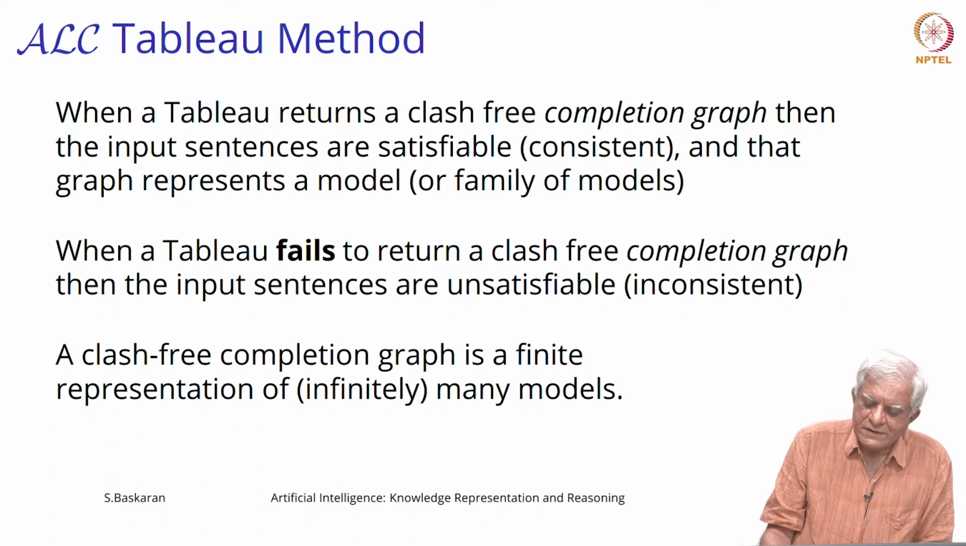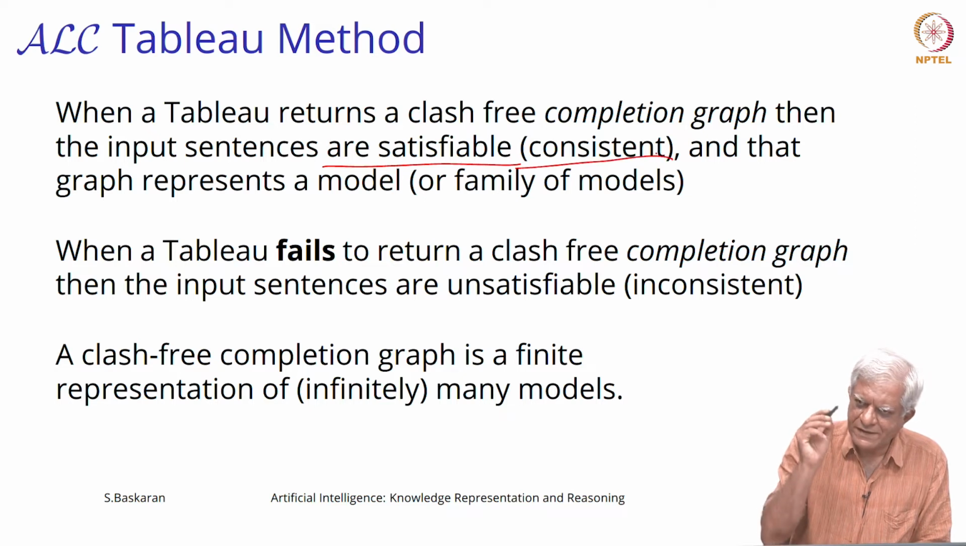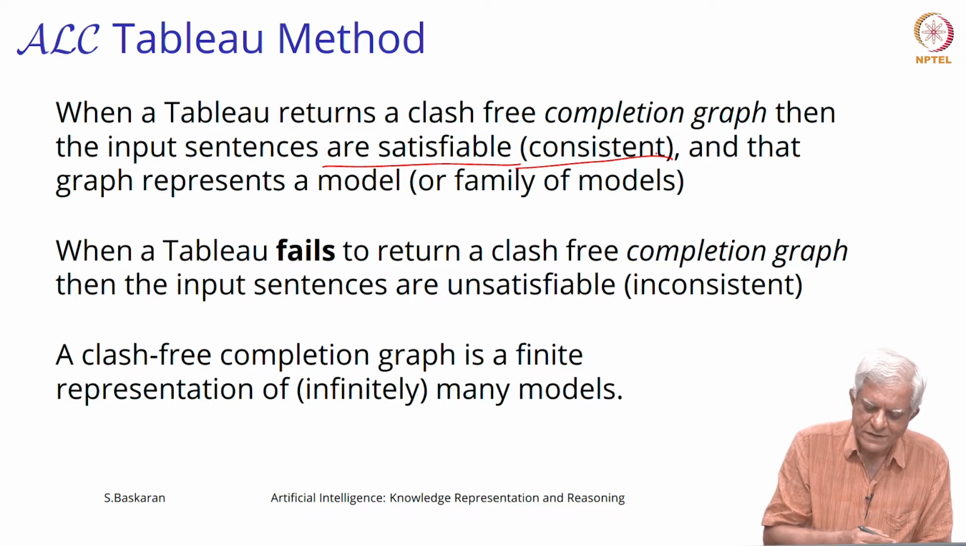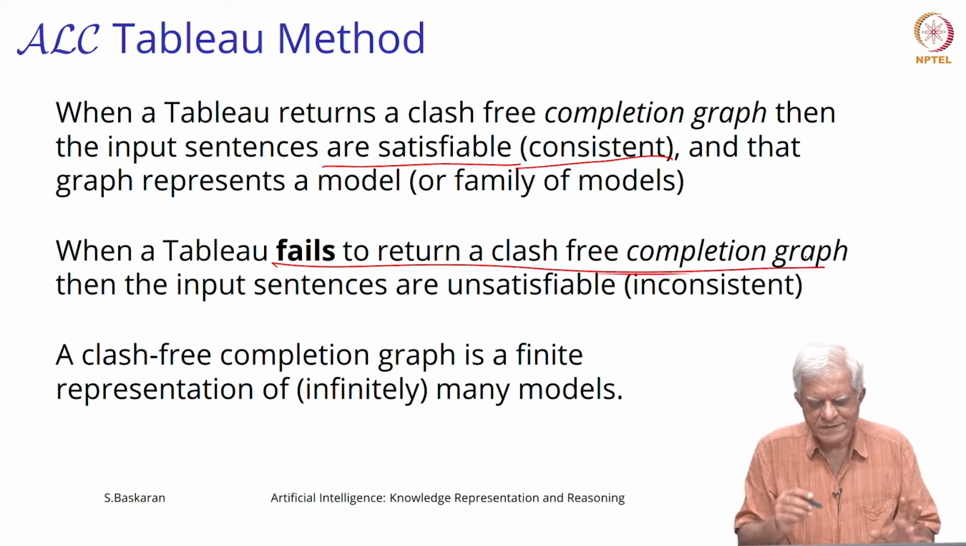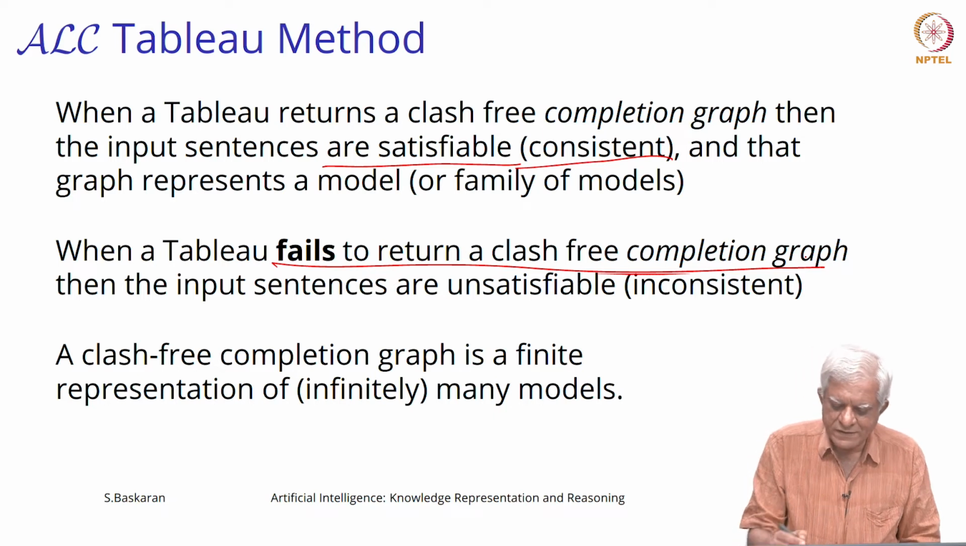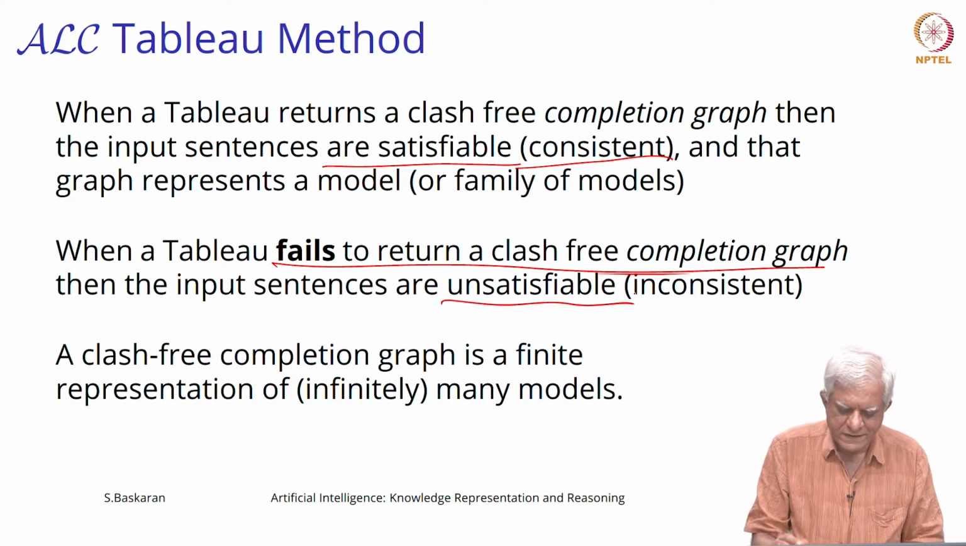So, when a tableau returns a clash free completion graph, then the input sentences are satisfiable or consistent, which means there must be at least one branch which is clash free. Then we have a model, and then we say that the sentence is satisfiable. If it fails to return a clash free completion branch, which means there are no branches which are clash free, then the original set is unsatisfiable or inconsistent.